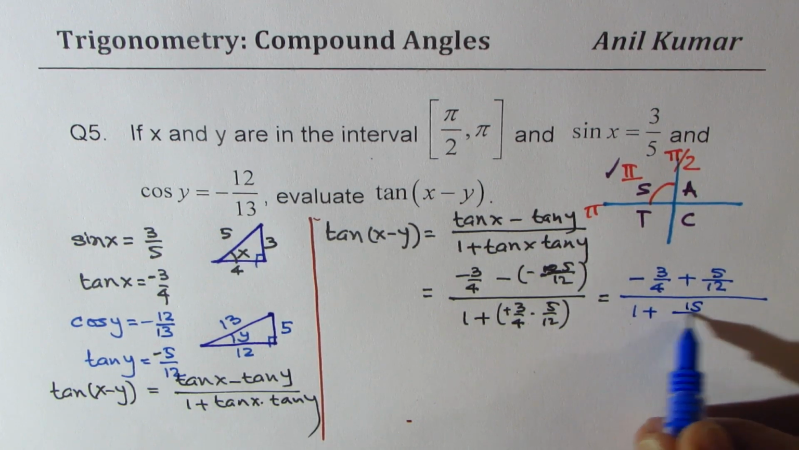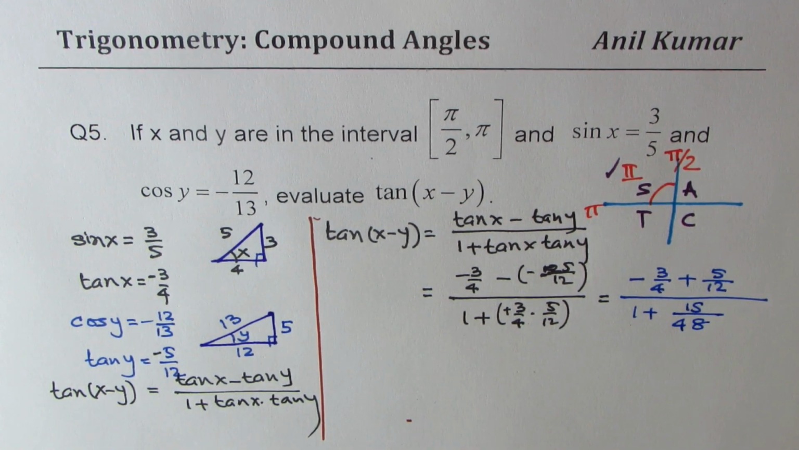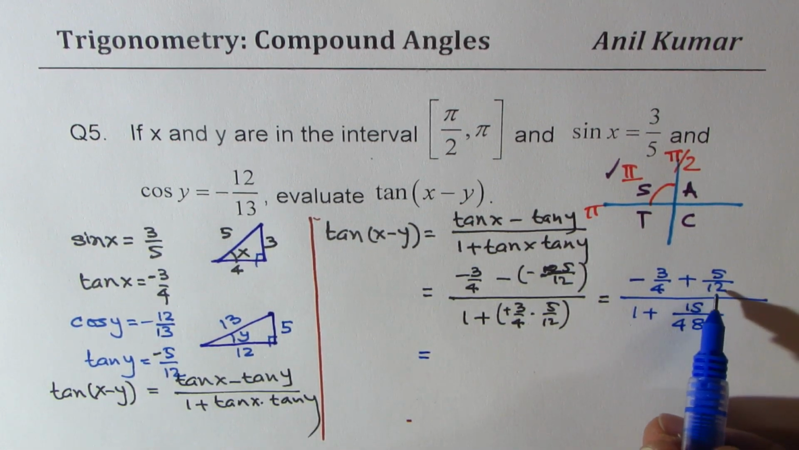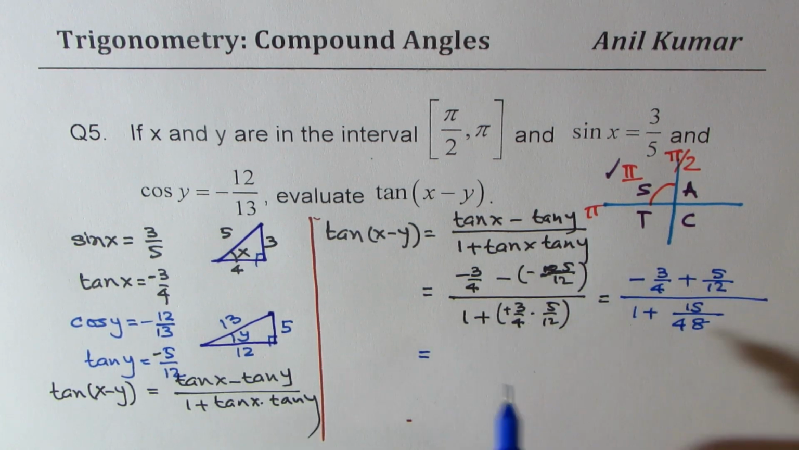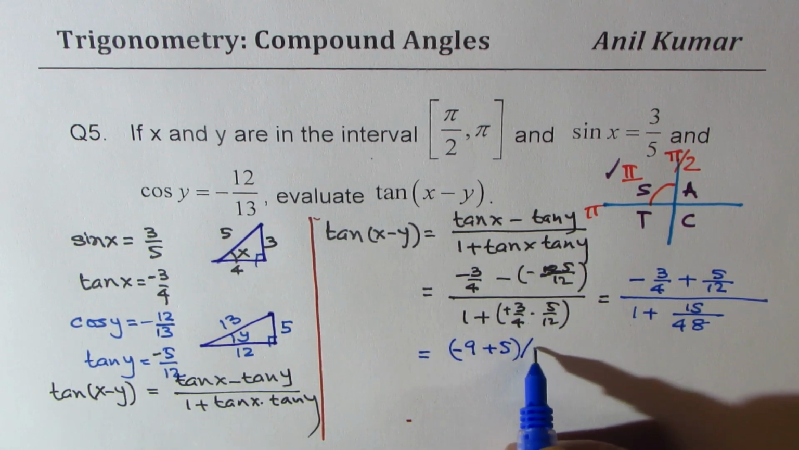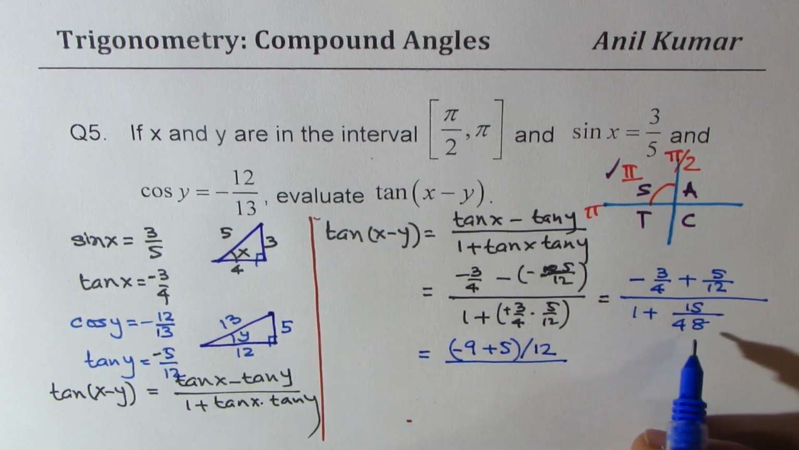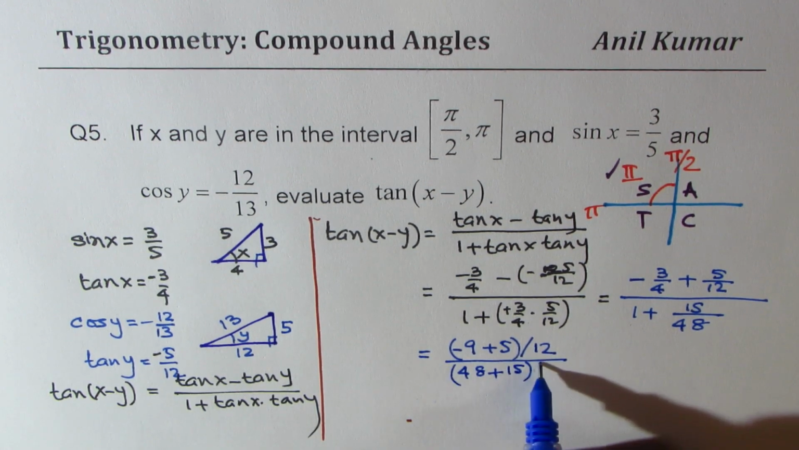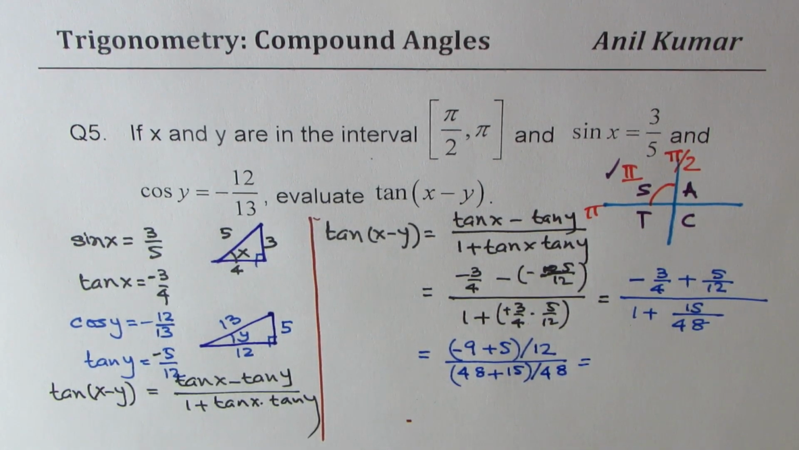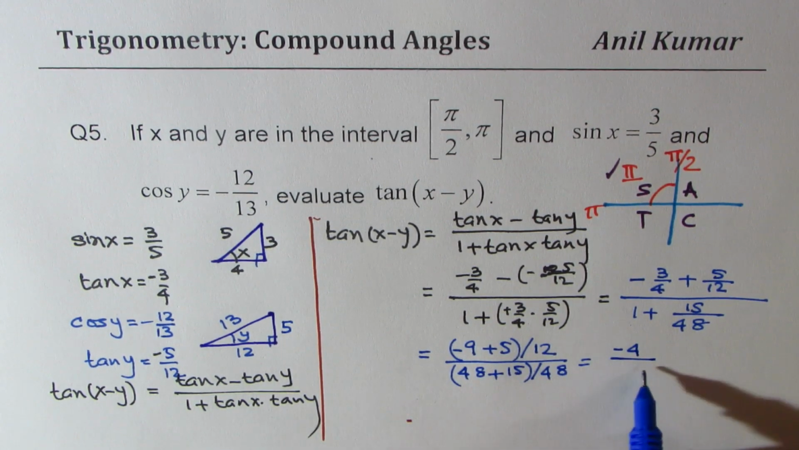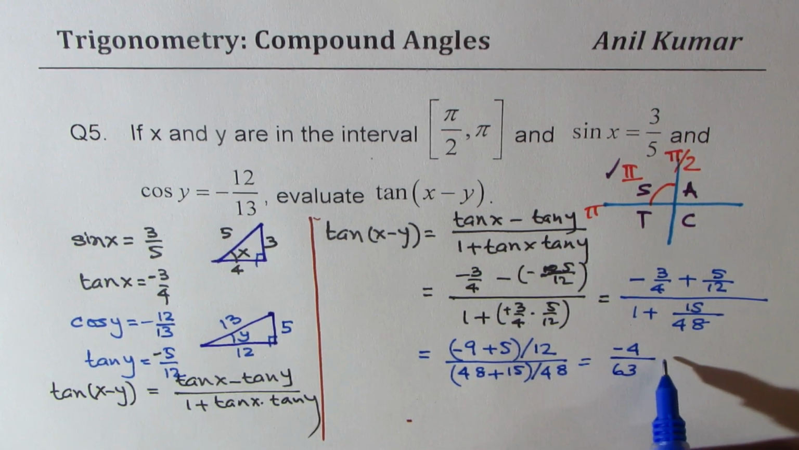3 times 5 is 15 over 48, correct? So that could be written as, we can take a common denominator of 12, so it gets multiplied by 3. So we have minus 9 plus 5 divided by 12, and in the denominator we have 48 plus 15 divided by 48, correct? So this gives you minus 4 over 12, and here we have 63 over 48.